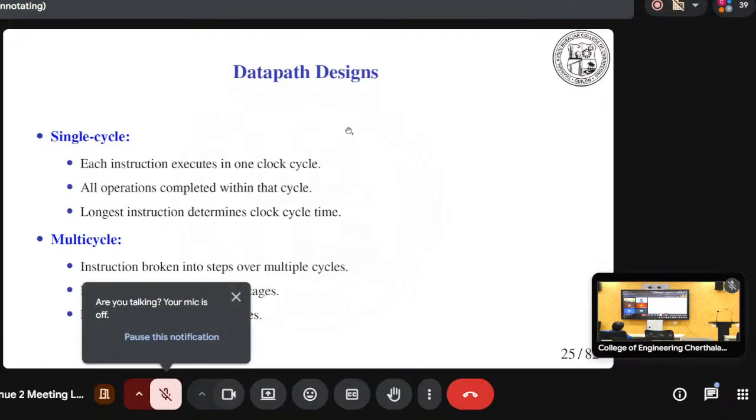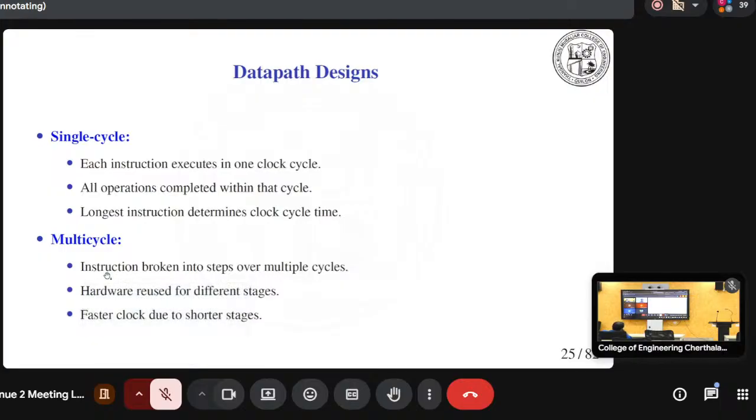So in microarchitecture, we are following two approaches. We have a single cycle processor and a multi-cycle processor. Actually, we have three approaches: single cycle processor, multi-cycle processor, and pipeline processor. In a single cycle processor, each instruction executes in a single clock cycle, and all the operations of a particular instruction are completed within that cycle. The longest instruction determines the cycle time.